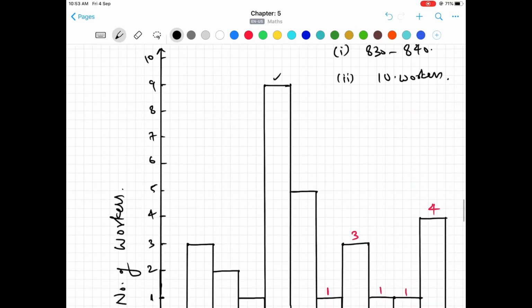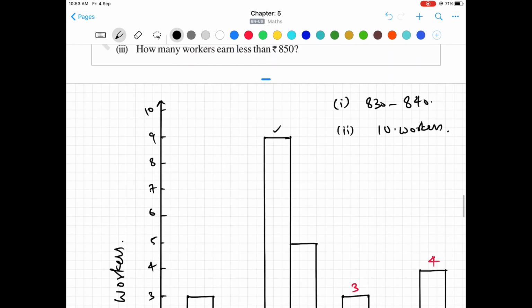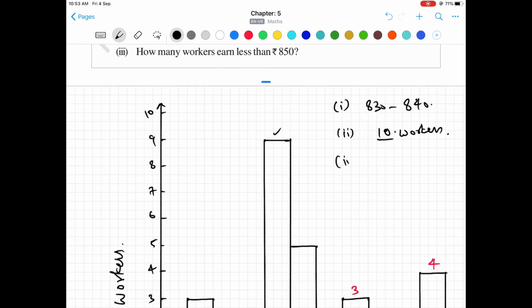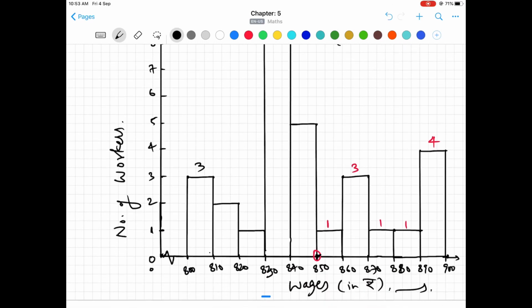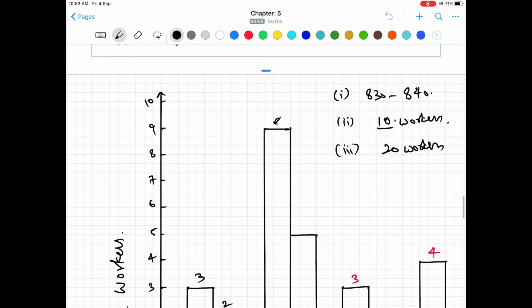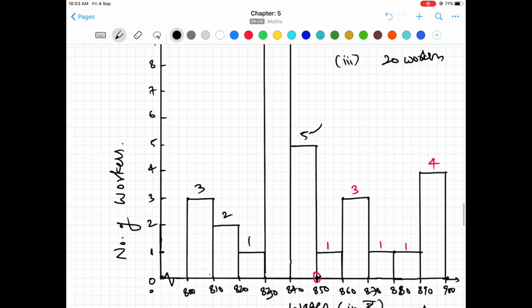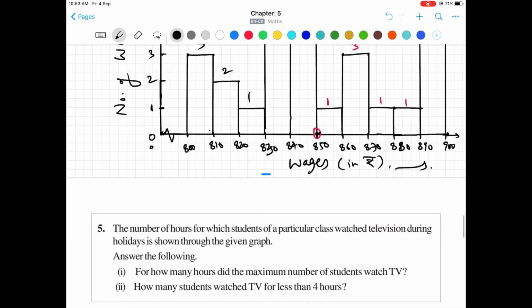Next is, how many workers earn less than 850? First we were asked more than 850, now we are asked less than 850. As this answer is 10 and total workers is 30, that means remaining will be 20. Or you can check here, this one is 3, 2, 1, 9 and this is 5. So 3 plus 2 is 5, 5 plus 5 is 10, this is 11, 11 plus 9 is 20. So the answer is 20 workers. Okay, so that's the solution of question number 4.